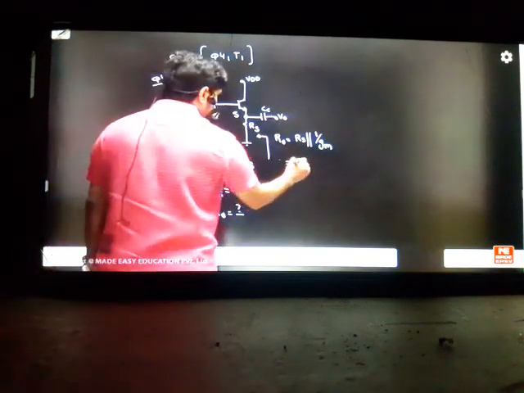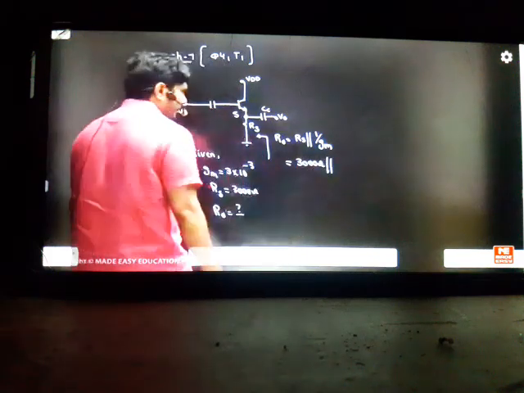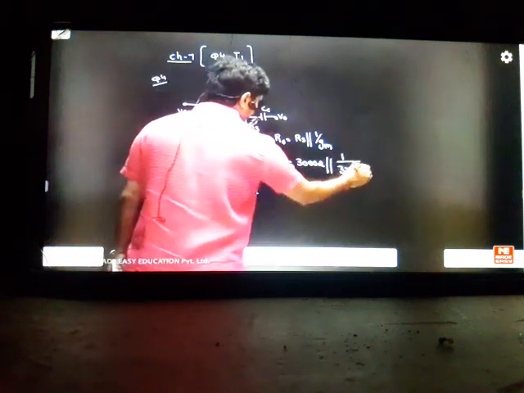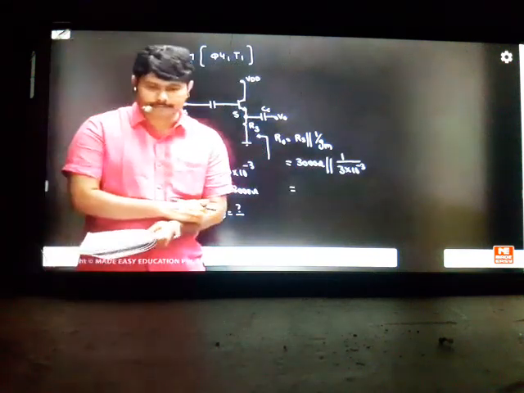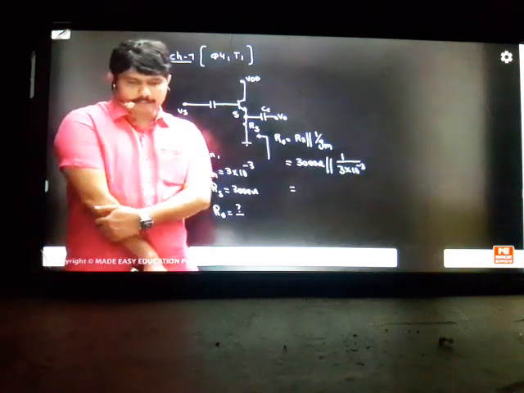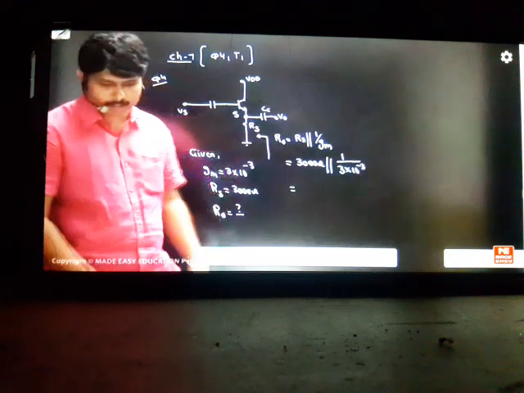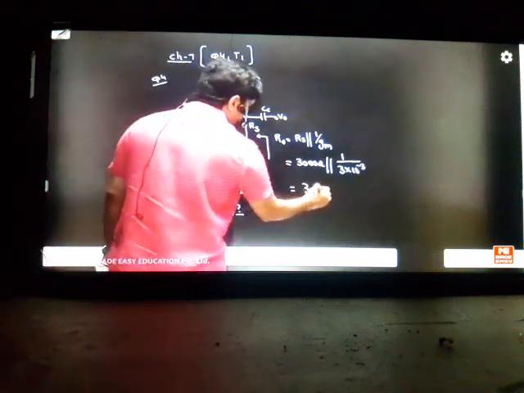So RS is given as 3000 ohms, parallel to 1 by GM, which is 3 into 10 power minus 3. So make it a parallel combination and you will get the answer. Akash Mitra has already given the answer. Very good, 300 ohms is correct. Great, Akash, good answer. 300 ohms is the correct answer.